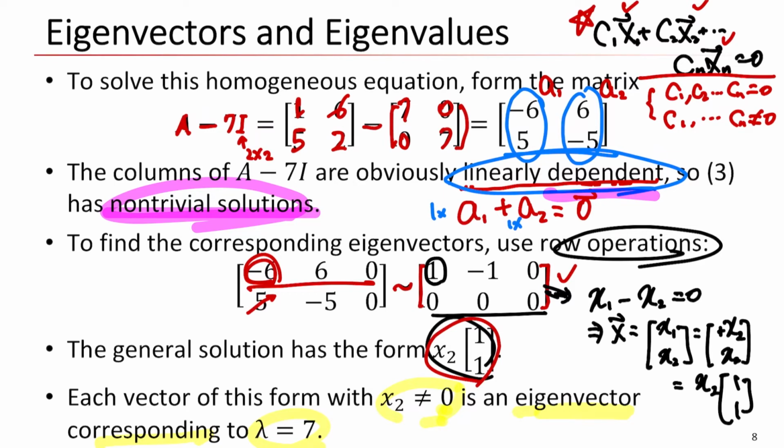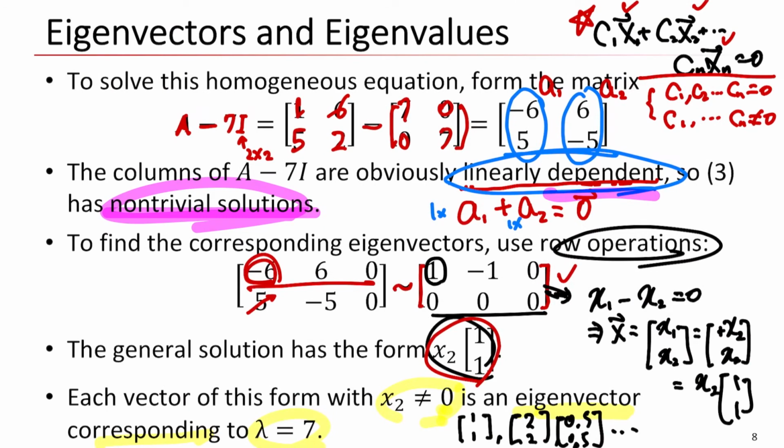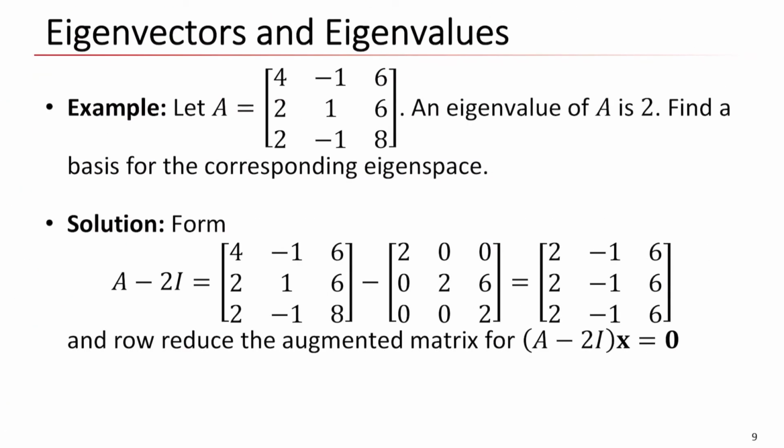So for example, when x2 is equal to 1, the eigenvector will be (1, 1), or when x2 is equal to 2, it will be (2, 2), or (0.5, 0.5), something like this, right? So these will be the eigenvectors of this matrix. Okay, so it's very easy, and we can solve higher dimensional matrices by using a similar formulation, right?